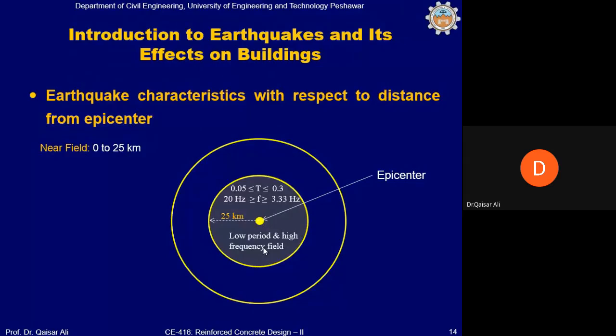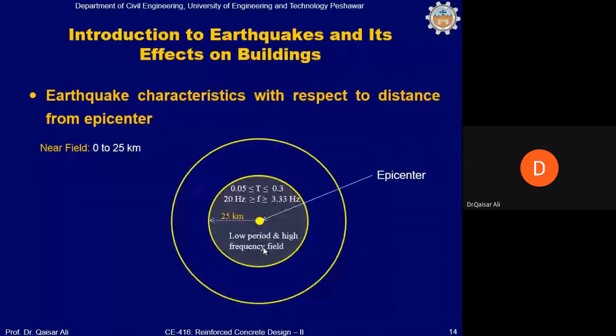So there will be very short period and high frequency waves, and their duration will be long, which means that they will keep on vibrating for a long period, and their amplitude will also be high. They will be very vibrant.